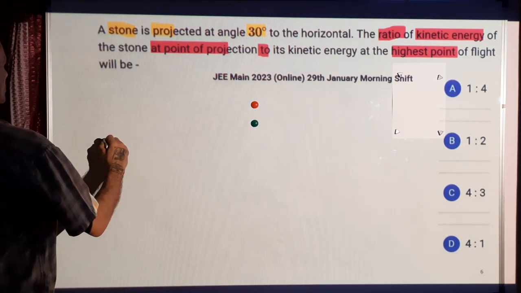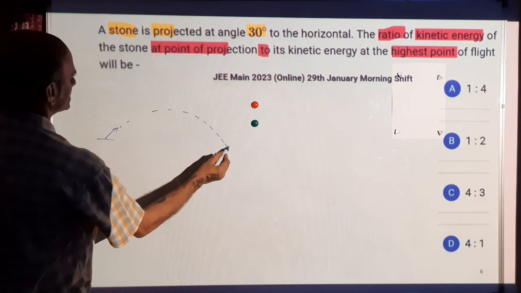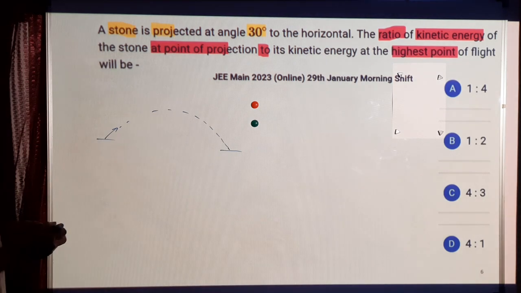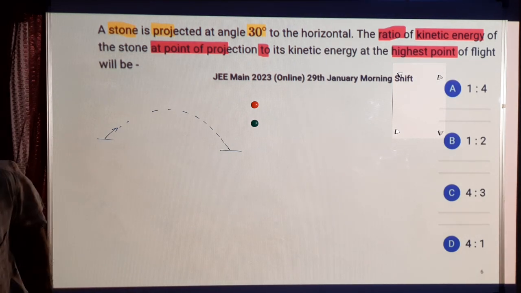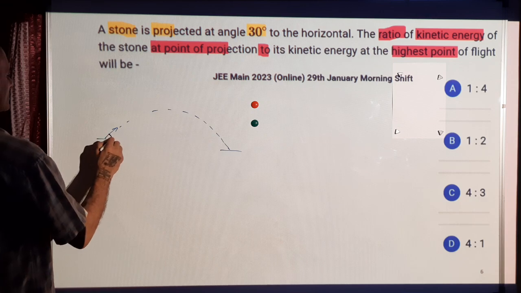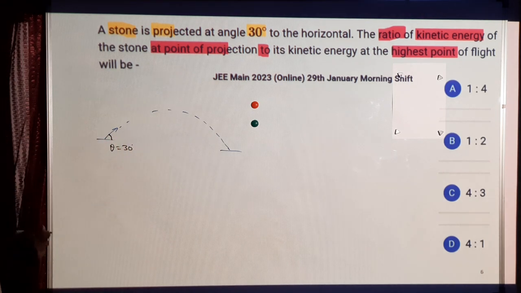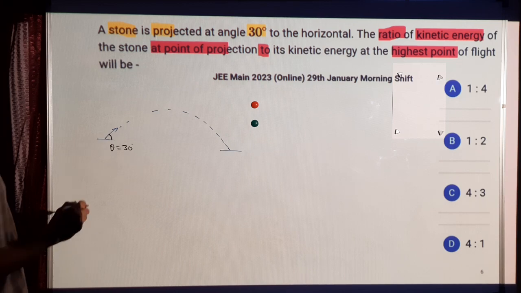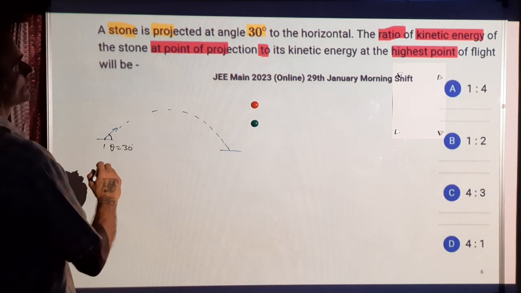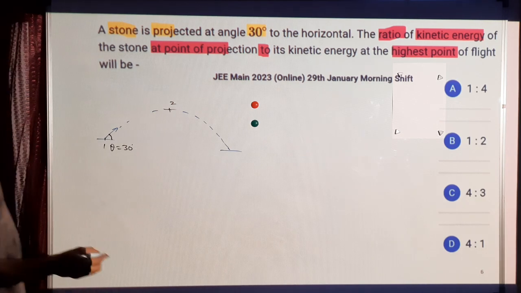So the projectile is thrown like this. You have a parabolic path and hit the ground somewhere here. So it's projected at an angle theta equal to 30 degrees. So this is point number 1, and the highest point will be point number 2.